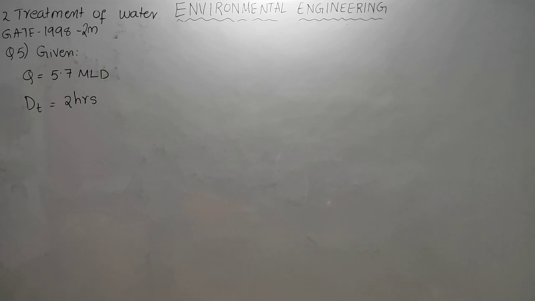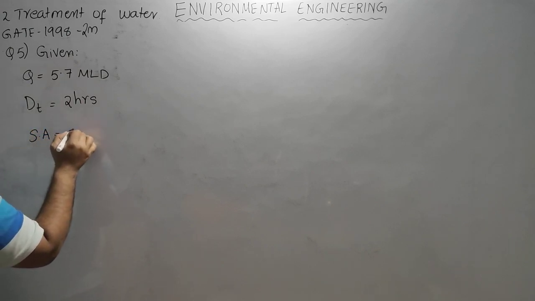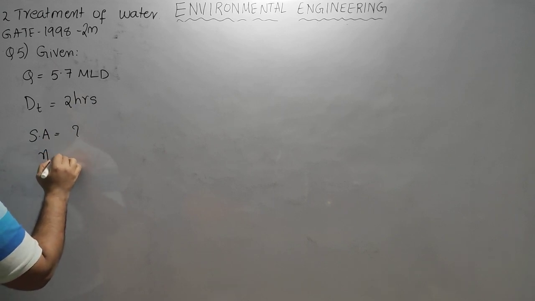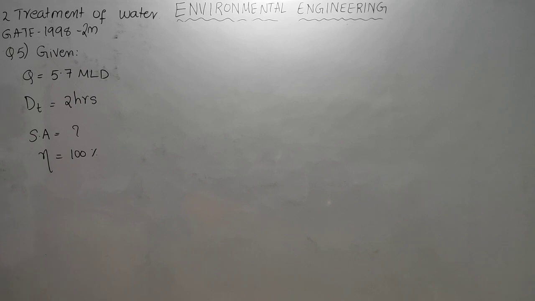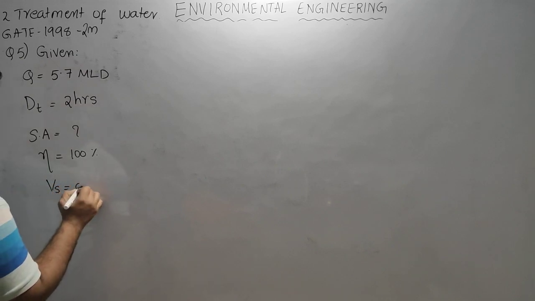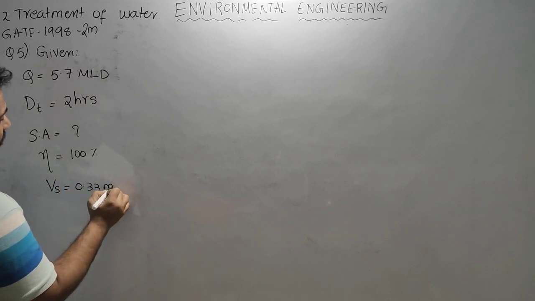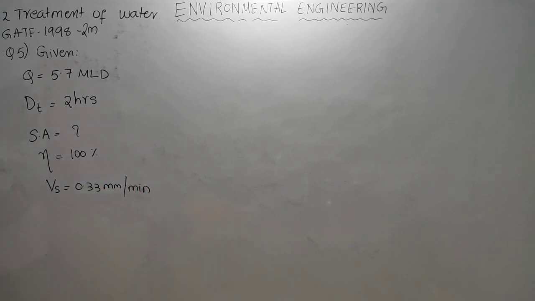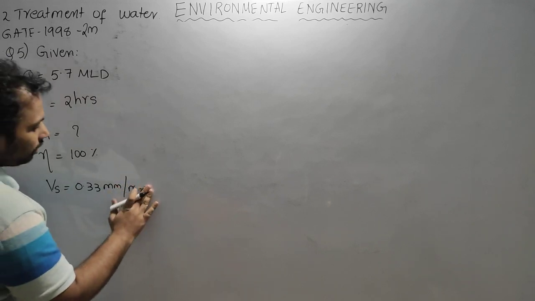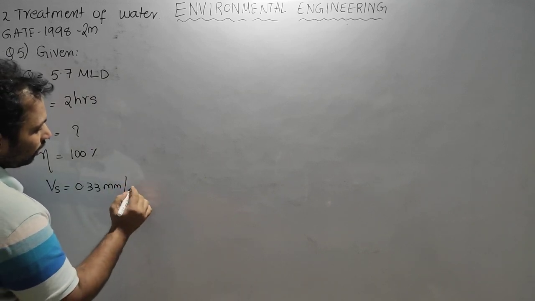The surface area of a rectangular tank to remove all the particles. So he is asking what is the surface area to have 100% efficiency. To remove all the particles means 100% efficiency is needed, having a settling velocity of 0.33 mm per second, right?